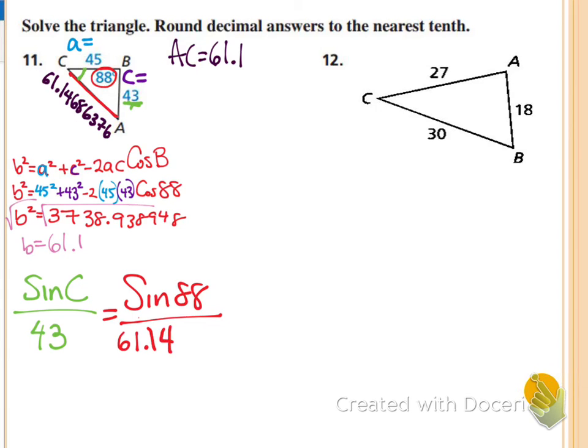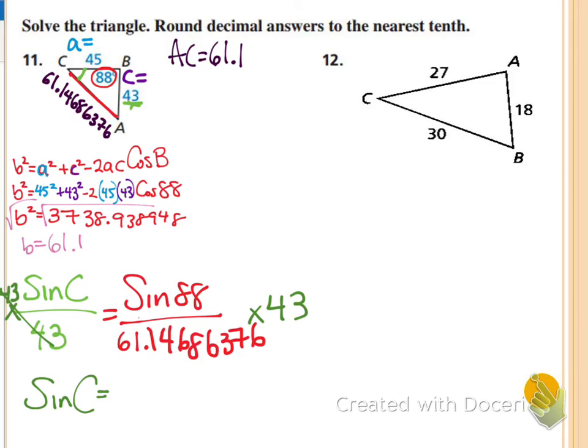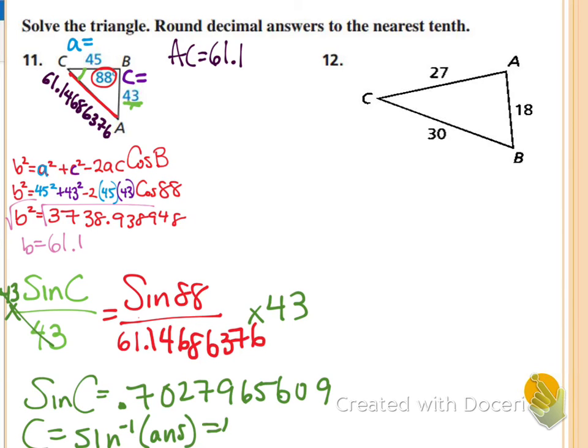Let me see if I can read it. 61.468376 times 43, so sine of 88 in the numerator over 61 point, all that, times 43. You get something like 0.702796569. Hit shift sine of your previous answer. We get 44.7.